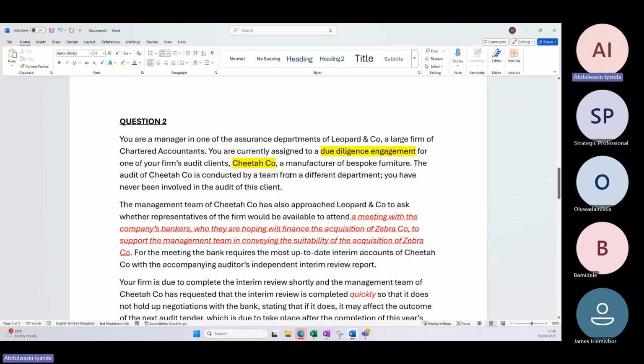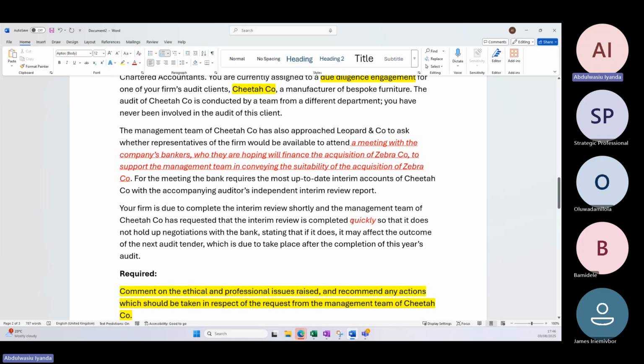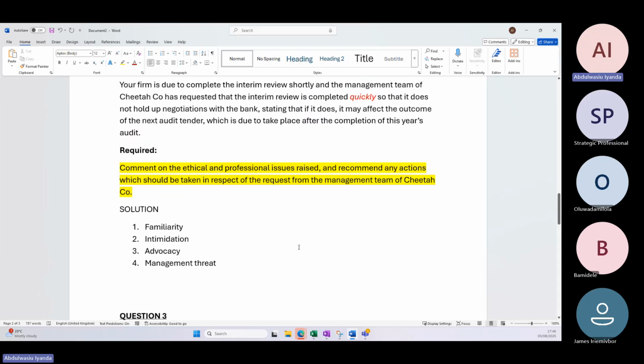I don't think so. But this wording is bad. Quickly, so that it does not hold up the negotiation with the bank. That's where the intimidation is coming up. If it does, we can say intimidation is there. And I think I agree with everything that we have here.